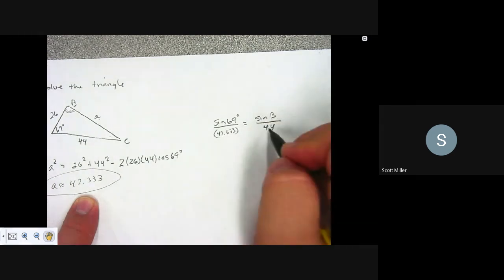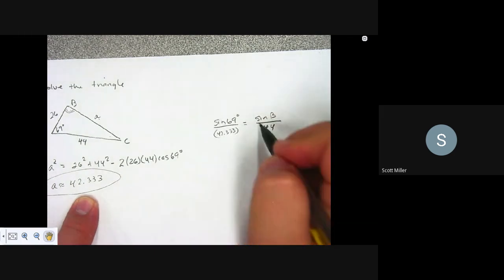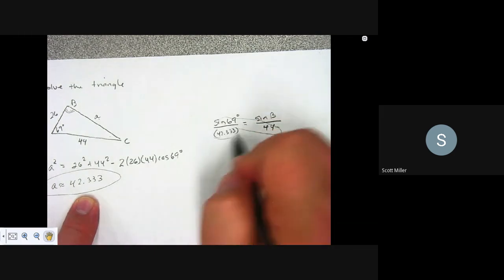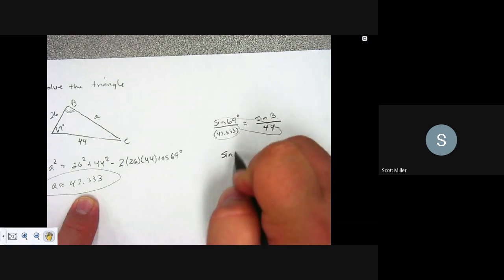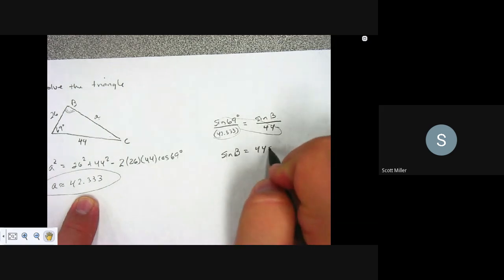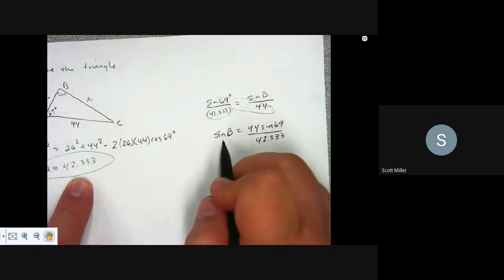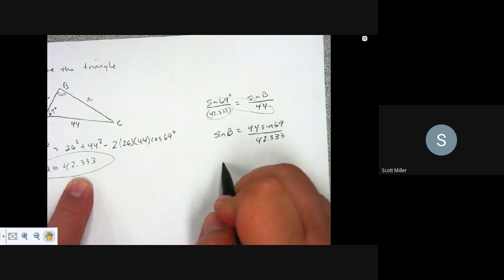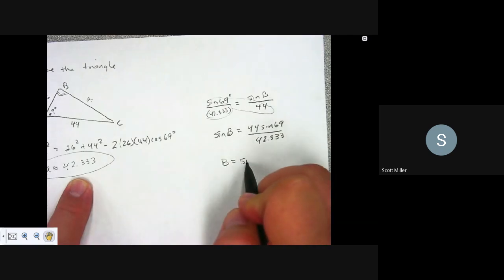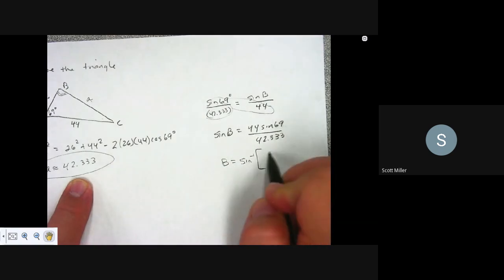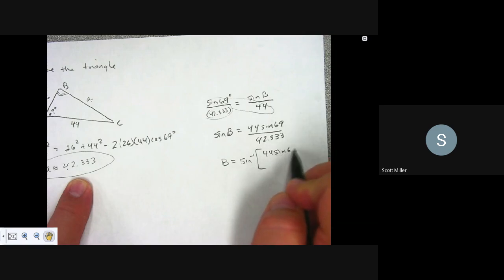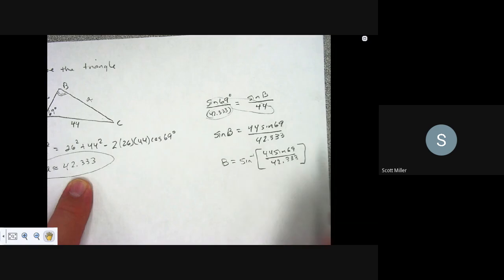So doing all the stuff we learned last time, multiply the diagonal, divide by the third number. I know that the sine of angle B is 44 times the sine of 69 degrees divided by this 42.333 number. Taking the sine inverse of both sides, B is going to be the sine inverse of this fraction. And I need to type this in a calculator.